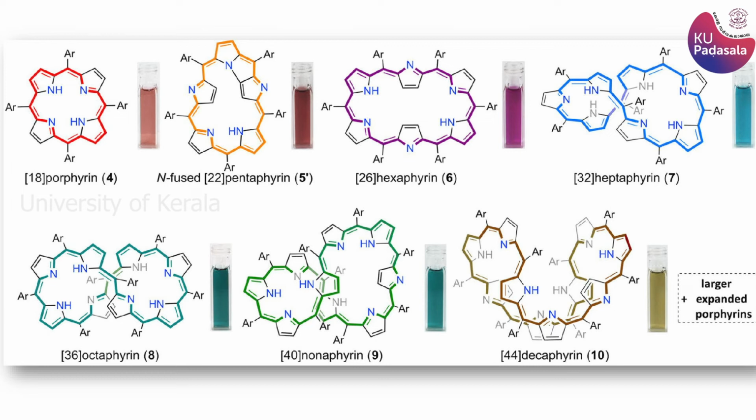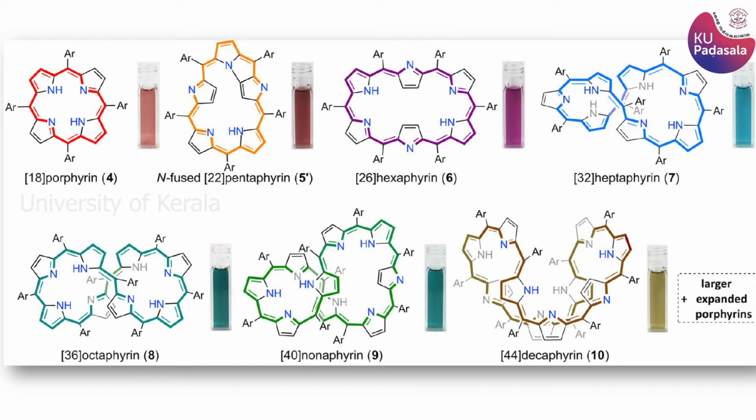I mentioned that yes, porphyrin can be modified. Instead of the tetrapyrrolic porphyrin system, we can have a porphyrin with 5 pyrrole rings. So this is an example for that. We call it a pentaphyrin, and then hexaphyrin with 6 pyrrole units, where 26 electrons are involved in the conjugation, and heptaphyrin with 7 units with 32 electrons, octaphyrin with 8 pyrrole rings, nonaphyrin, decaphyrin, and bigger than that.